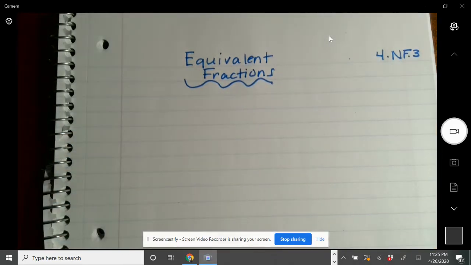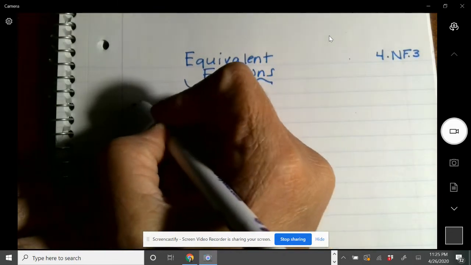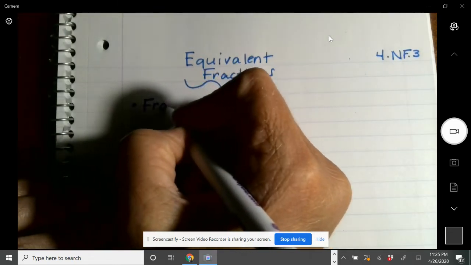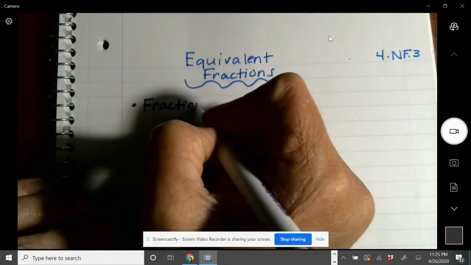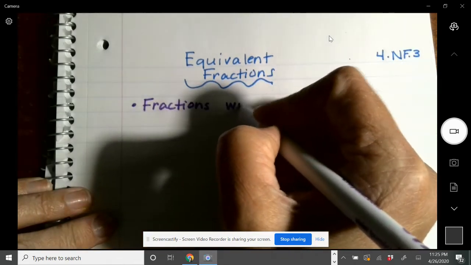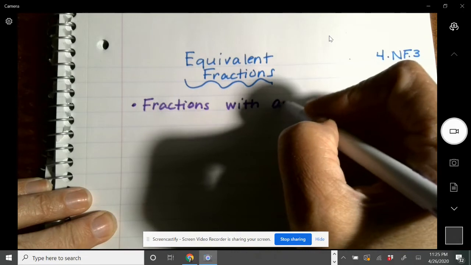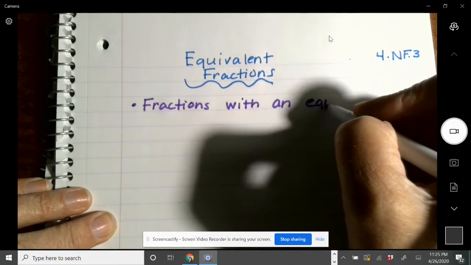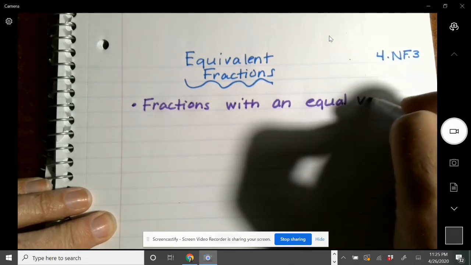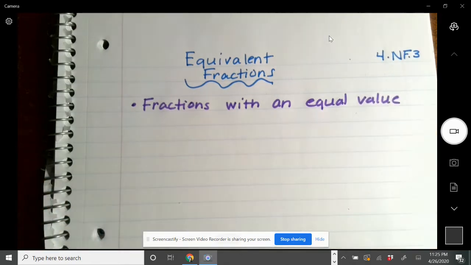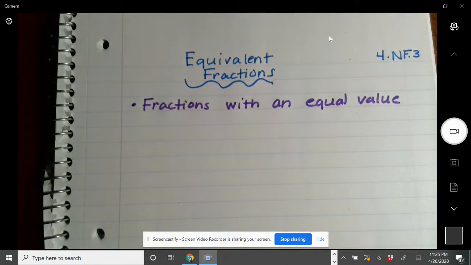So my first reminder for you is that equivalent fractions doesn't necessarily mean equal fractions, it's fractions with an equal value. And I'll start out with just a pretty easy basic one.